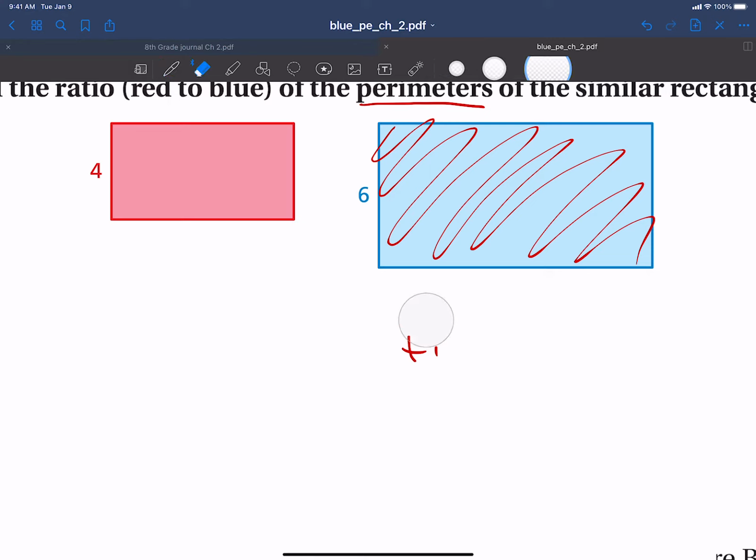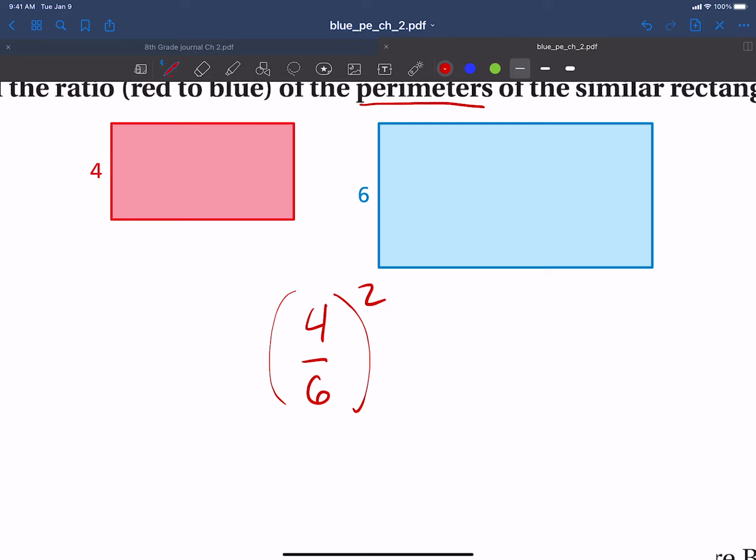So if I said, what is the ratio of the area of these two shapes? Guess what you do? 4 to 6 feet. You say 4 to 6, just like before, but then you square all of it. How do we do that? All you do is pretend that's like the distributive property in a way. It's not 4 times 2 though, right? It's 4 squared to 6 squared.